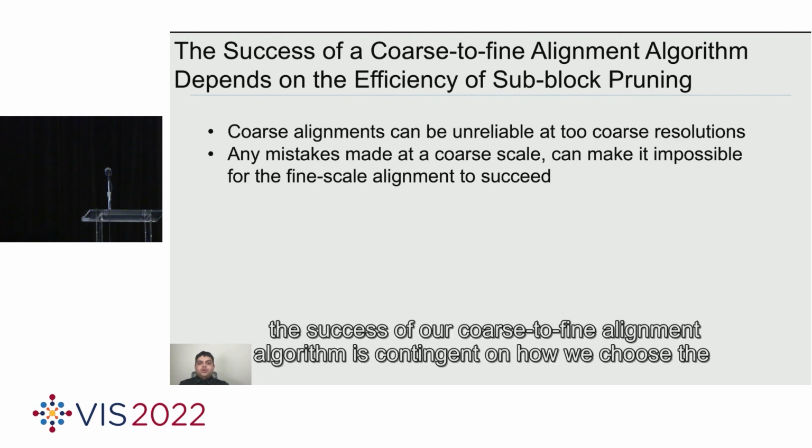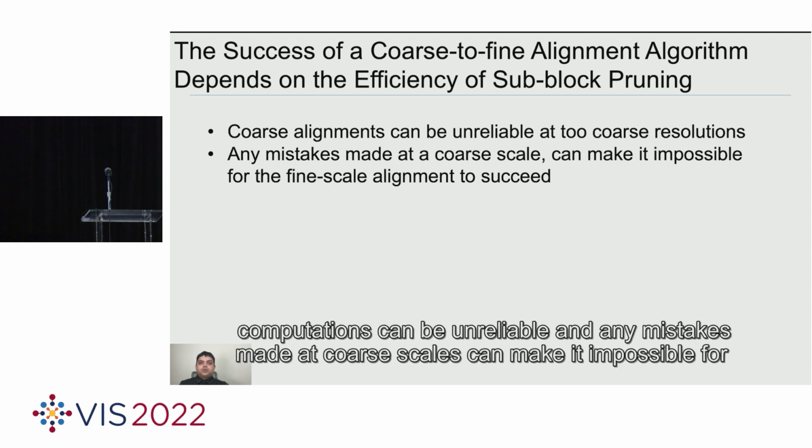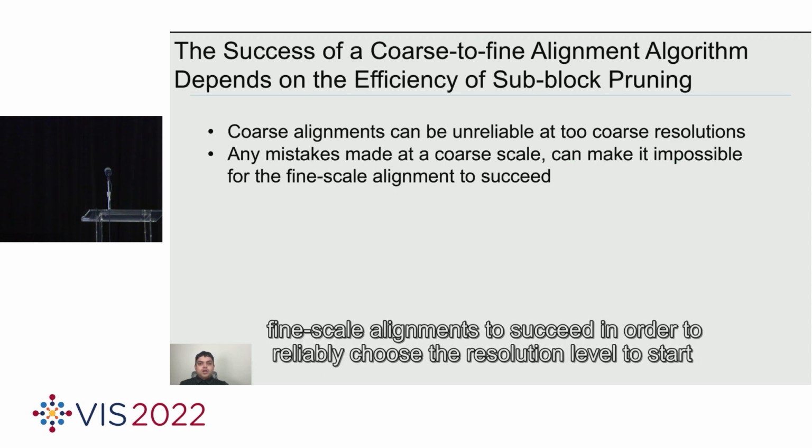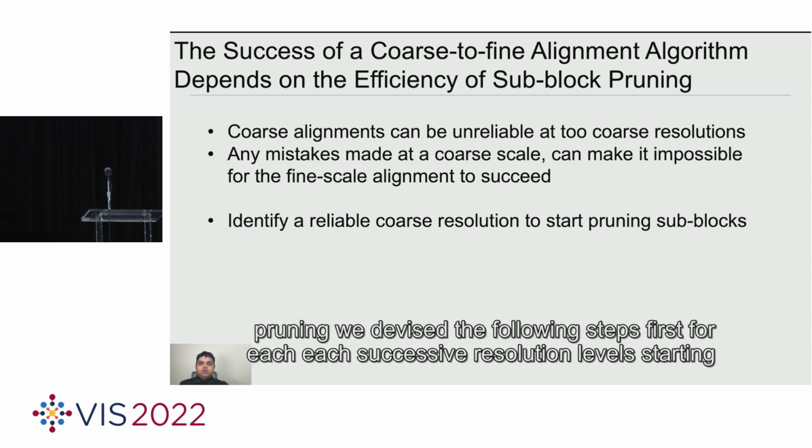The success of our coarse-to-fine alignment algorithm is contingent on how we choose the minimum resolution to start pruning subblocks. At very coarse resolution levels, alignment computations can be unreliable, and any mistakes made at coarse scales can make it impossible for fine scale alignments to succeed. In order to reliably choose the resolution level to start pruning, we devise the following steps.